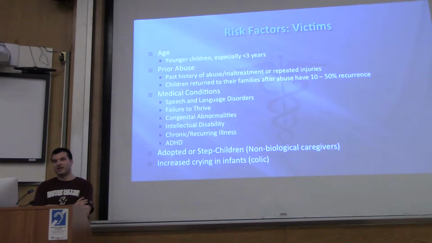Any non-biological caregivers are just statistically at increased risk of abuse. And colicky babies, just because they cry and they don't stop, and at some point, parents just get frustrated to the point where something happens.